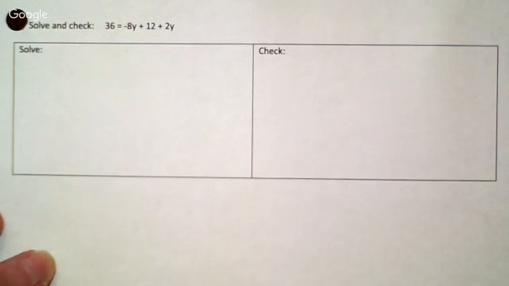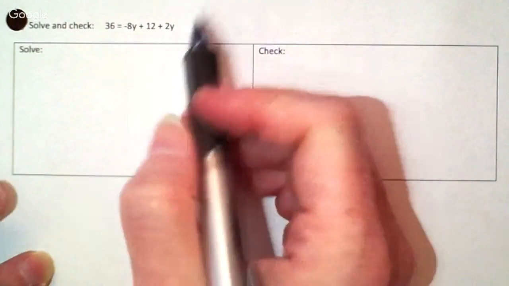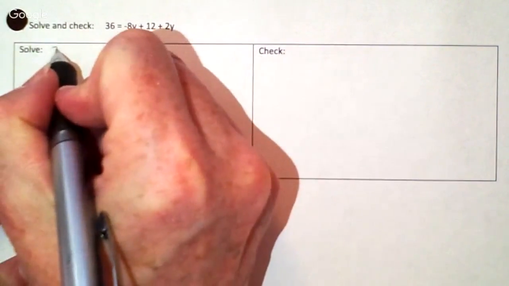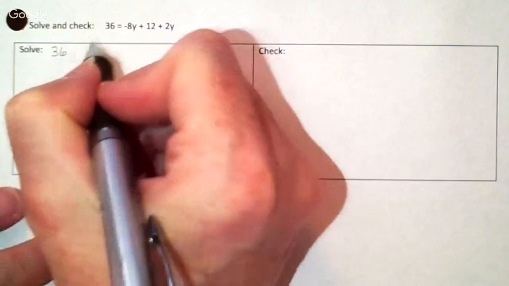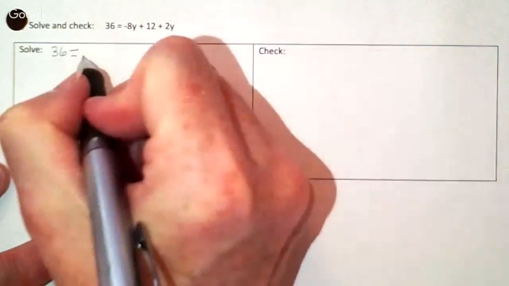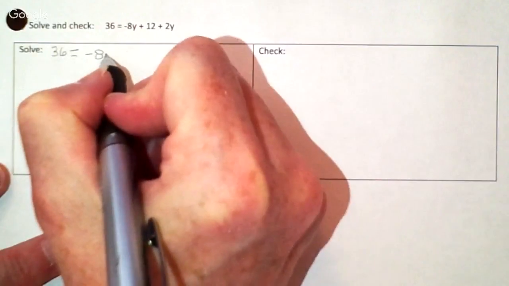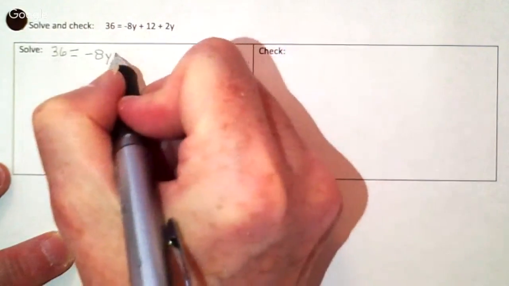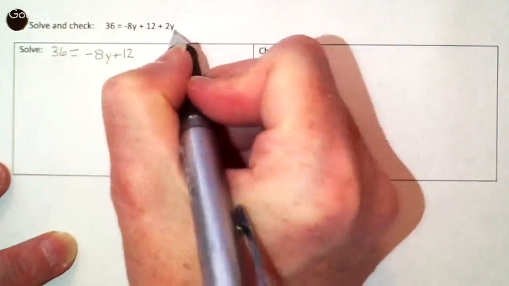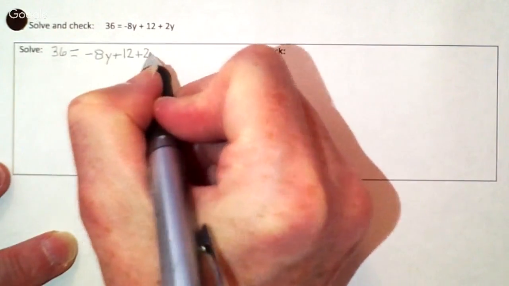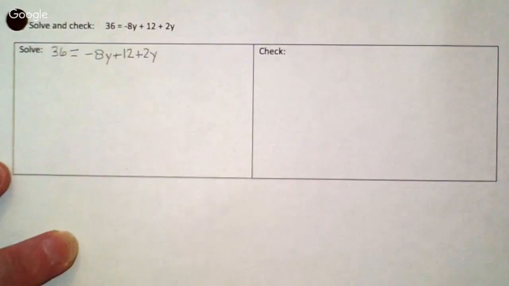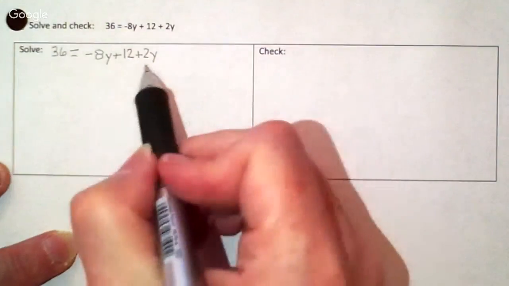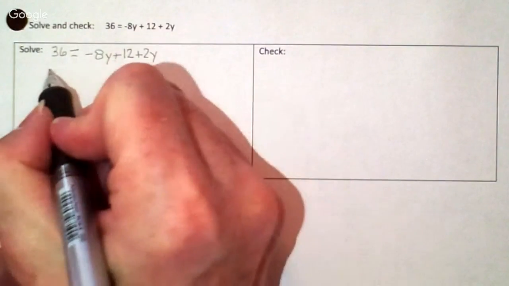Here's our example. And again, it doesn't matter which side of the equal sign our variable is on. Just go with what it says. So we have 36 equals negative 8y plus 12 plus 2y. Here we want to combine our like terms, so I'm going to move this 2y next to that negative 8y first.